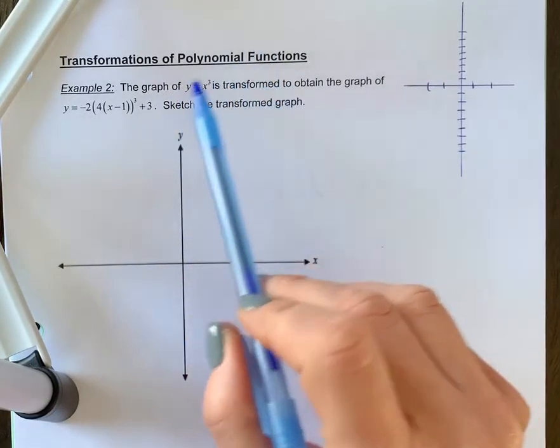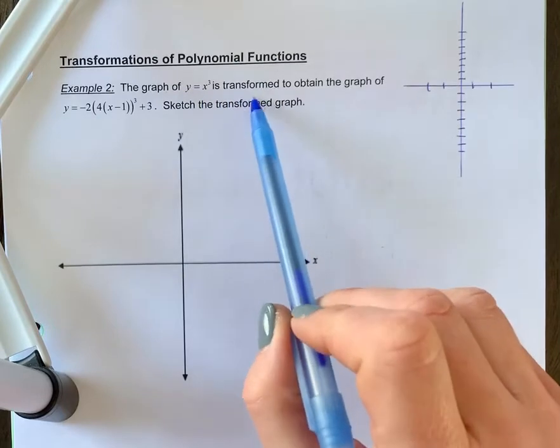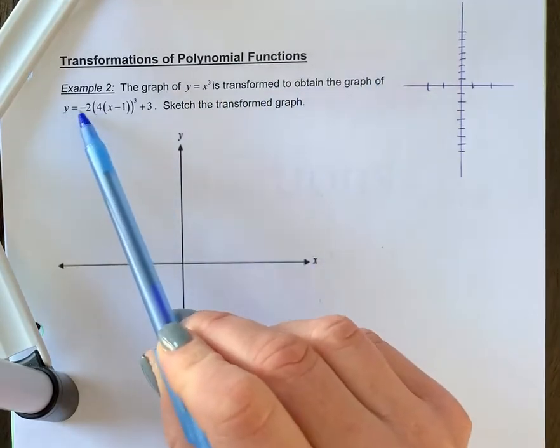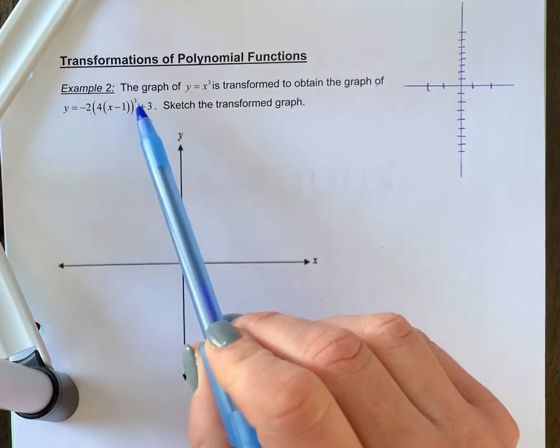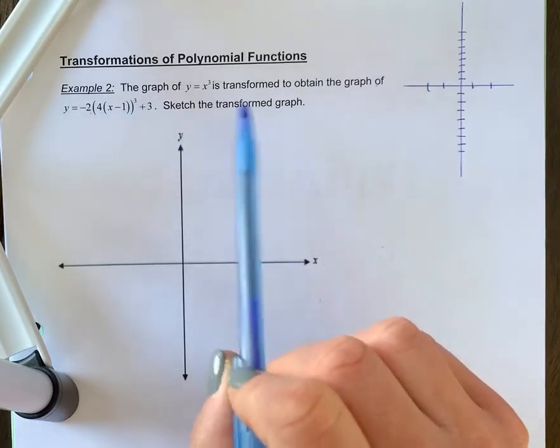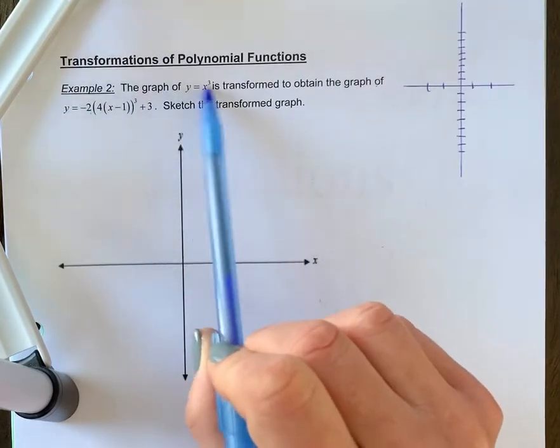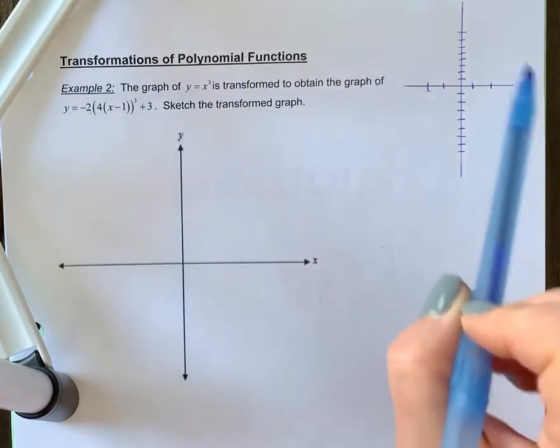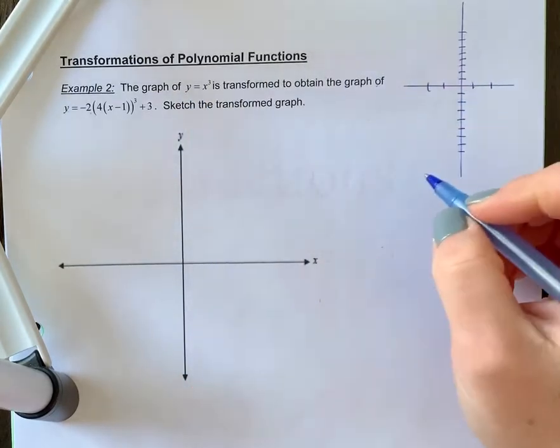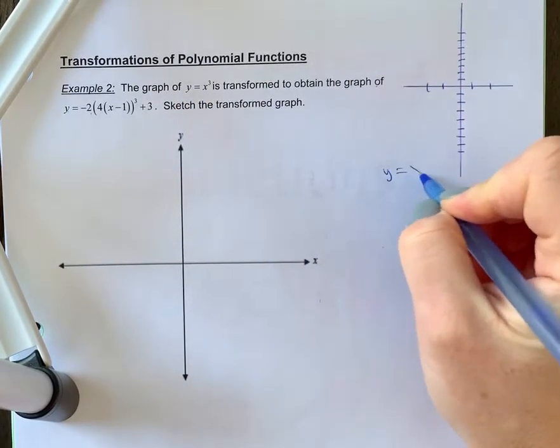Transformations of polynomials. The graph of y equals x cubed is transformed to obtain the graph of y equals -2(4x - 1) cubed plus 3. So we're going to sketch this. It's helpful to look at what y equals x cubed is. I have a little grid here ready for us just to have a look at y equals x cubed.